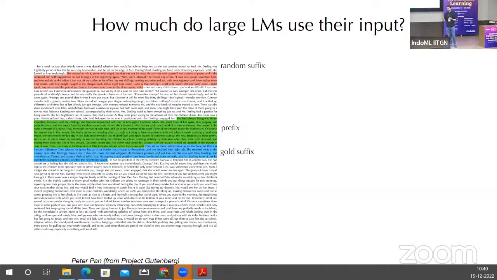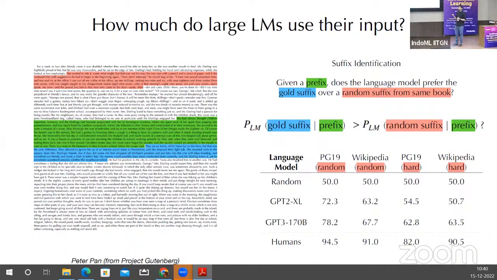However, even the biggest language models struggle with this experiment. So the question is, given the prefix, does a language model prefer the gold suffix over the random suffix? In other words, is the probability of the gold suffix given the prefix greater than the probability of the random suffix given the prefix? So this is just a binary test. What probability does a language model assign to each case? Random guessing will give you 50%. You can see that even GPT-3 struggles here. It only gets 78% of these examples correct. Humans are at about 94%.